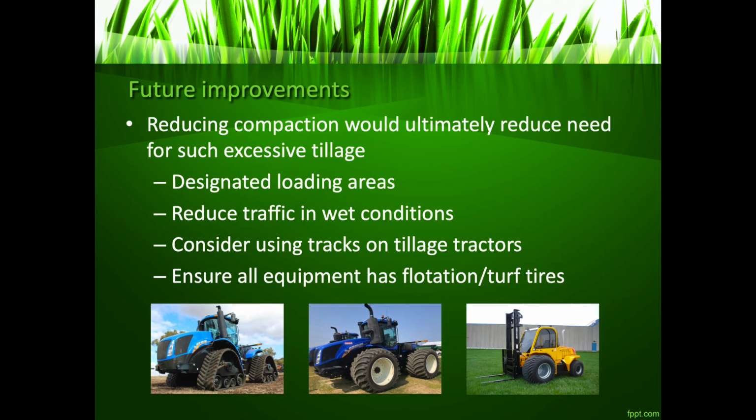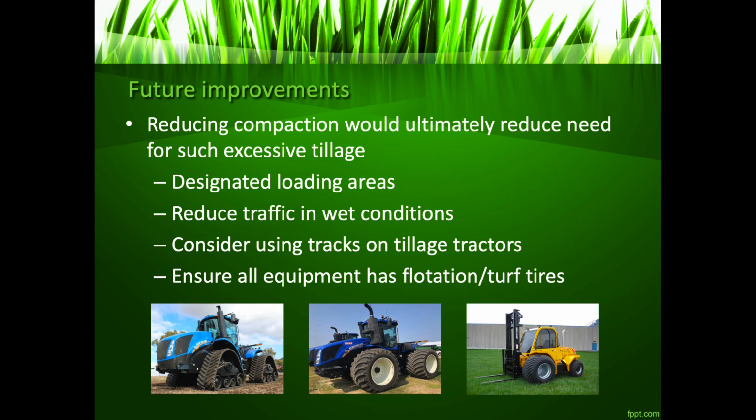While there are many challenges associated with tillage and sod production, there are also a wide range of improvements that can be made in the future to mitigate these challenges. One of the main areas of focus is reducing overall compaction. Doing so would ultimately reduce the need for such excessive tillage. This can be done using dedicated loading areas for trucks. This concept allows for only certain areas to be compacted by the tractor trailers, allowing for considerably less compaction in the majority of the field. Another improvement could be limiting equipment traffic in wet soil conditions.